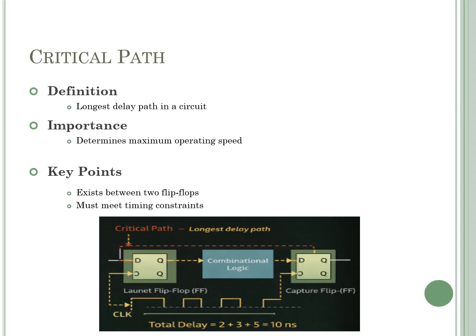Remember, combinational delay builds the path. Flip-flops define the start and end. Together they form the critical path. The critical path is the slowest path in the circuit. In real chip design, engineers focus heavily on reducing the critical path delay: optimize logic, reduce the number of stages, use faster cells, because reducing this delay directly increases the performance.